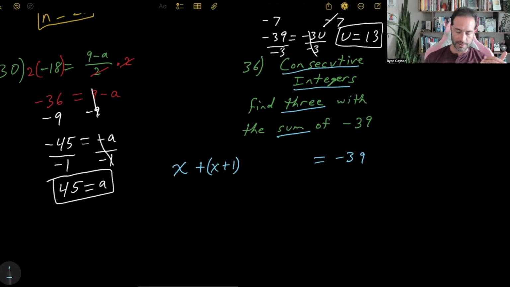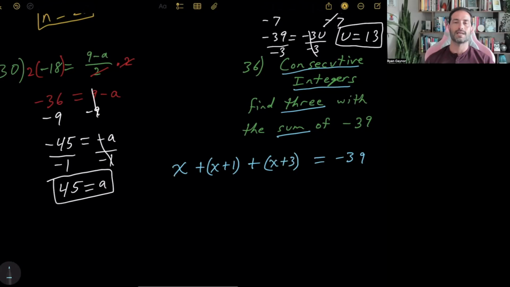All right, so for my third integer, again, it has to be consecutive, right, based on the first integer. Well, the first integer, I don't know what it is, but I just called it x. So if the second number is x plus 1, then the third number is just going to be x plus 2.